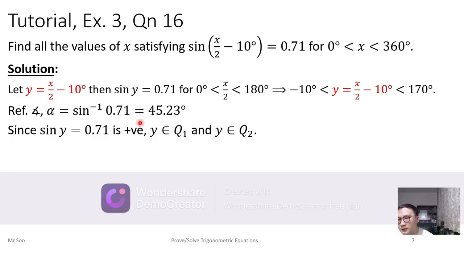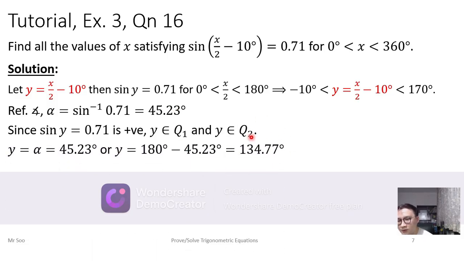For Q1 it will be 45.23. For Q2 it will be 180 degrees minus 45.23 degrees, which is 134.77 degrees. Now you may ask yourself, is this the final answer? No, because the answer is given to you.